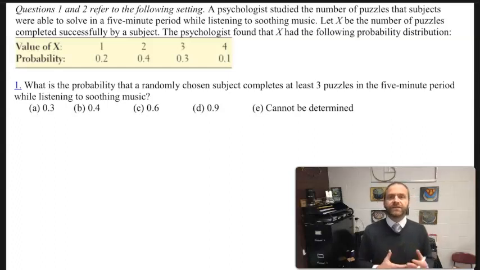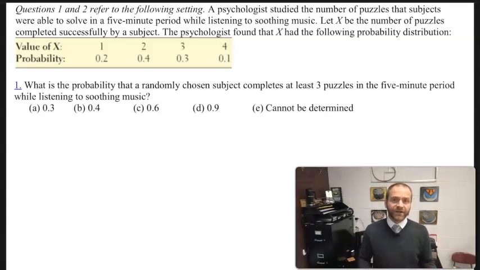We're told a psychologist studies the number of puzzles that subjects can complete in a 5-minute period while listening to soothing music. Let X be the number of puzzles completed successfully by a subject. That's our random variable, and we're given the probability distribution of X in the table. We're being asked what is the probability that a randomly chosen subject completes at least 3 puzzles in the 5-minute period while listening to the soothing music.